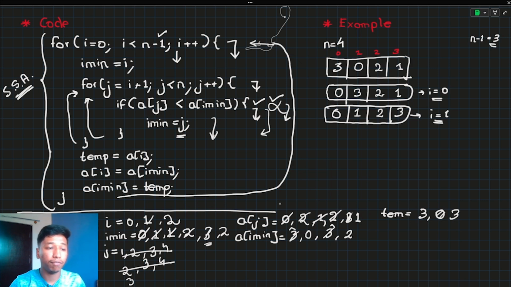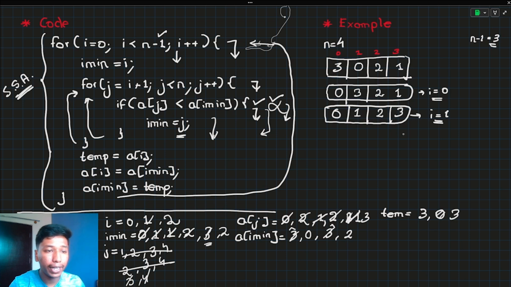We'll check a of j, which is a of 3. A of 3 is 3. Is 3 lesser than a of imin? A of imin is 2. Is 3 lesser than 2? False. Hence now j value will be incremented to 4. Is 4 lesser than 4? False. We'll exit the inner for loop.